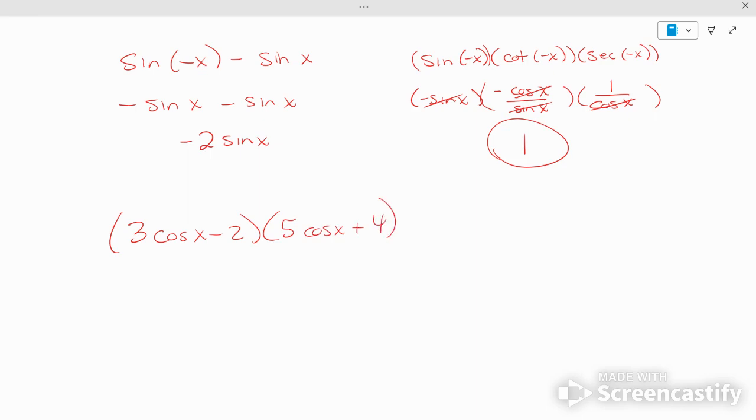What do we do when you see that? FOIL. 3 cosine of x times 5 cosine of x is 15 cosine squared of x. Outers, 12. Inners, negative 10. What's 12 cosine of x minus 10 cosine of x? 2 cosine of x. Last times last, minus 8.